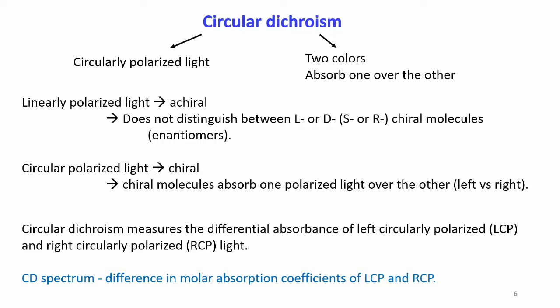As the name implies, circular means we are using circularly polarized light. Dichroism means 2 colors, where one color is absorbed over the other. So in circular dichroism, we want to distinguish between molecules which are enantiomers and chiral. We need to use an excitation source which is chiral, which is circularly polarized light, compared to linearly polarized light, which is not chiral. Basically, what circular dichroism measures is the differential absorbance of the left circularly polarized light and the right circularly polarized light.